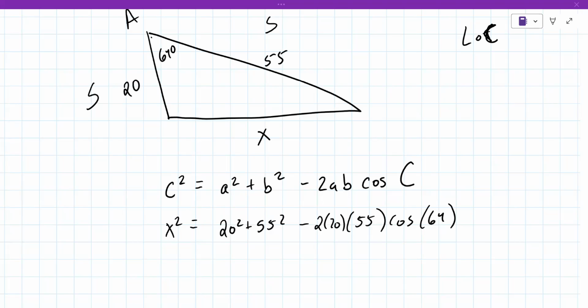Okay, x squared is a pretty large number. Is it 2,460? Yes. Very good. And then you have to take a square root of that, yeah. 49.6. Yes.